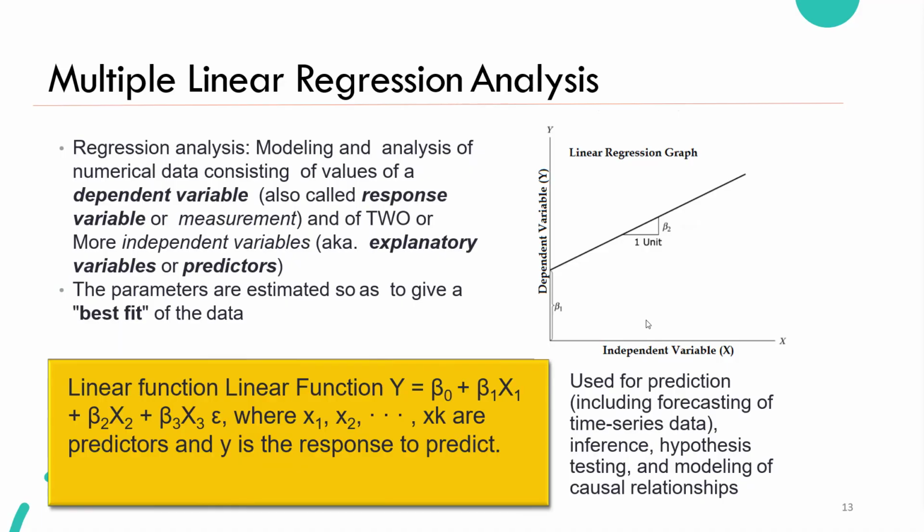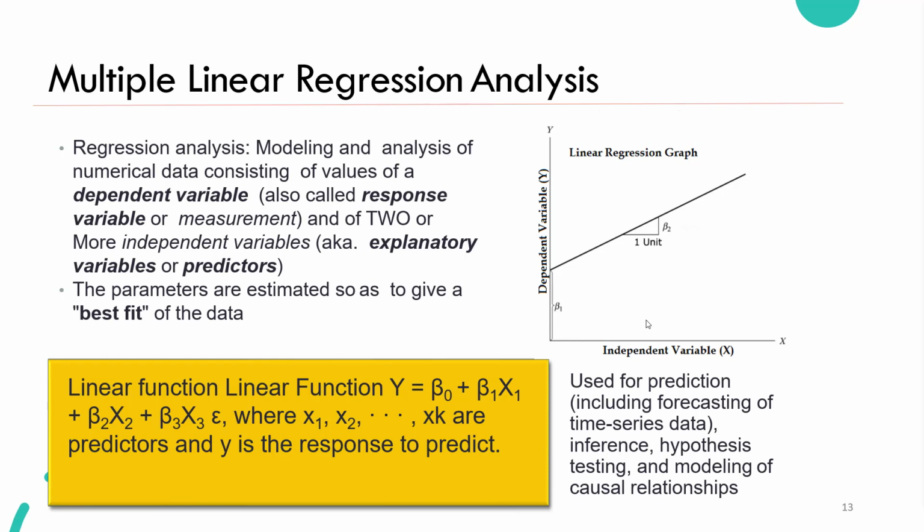Let's revisit the linear function. The linear function for simple linear regression had only one independent variable, x1. But for multiple linear regression, we have more than one independent variable, so we have to have at least two or more to build this multiple linear regression.